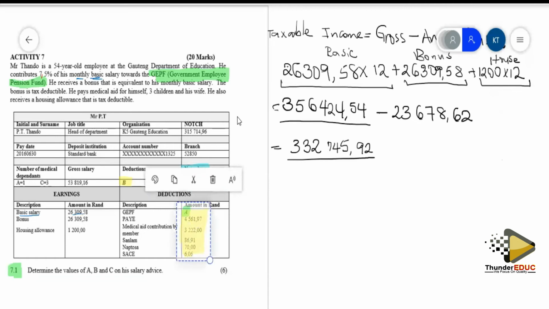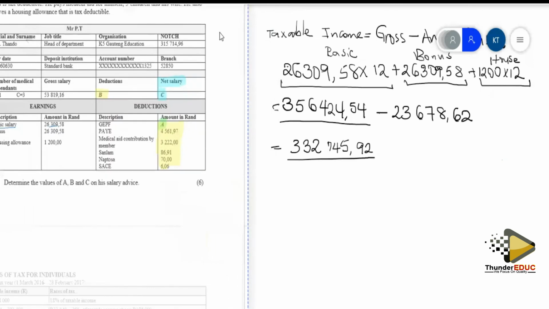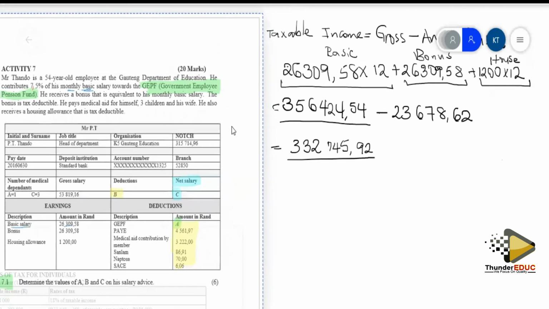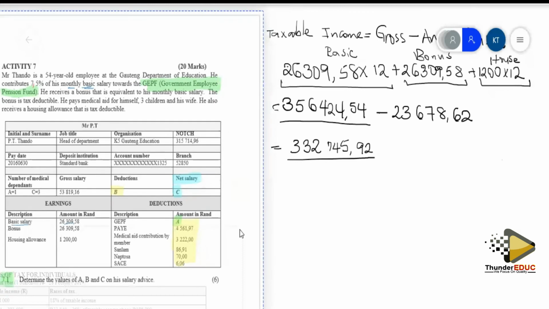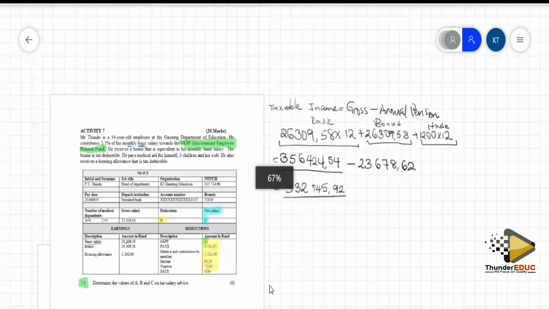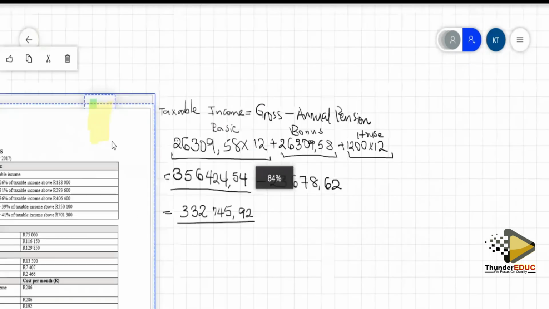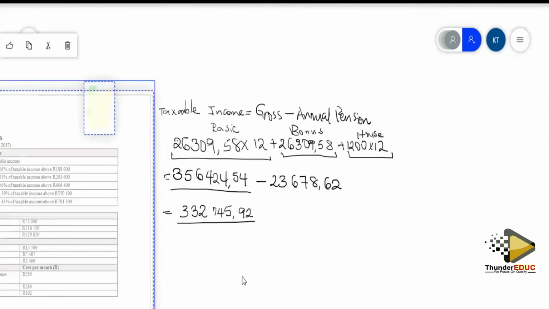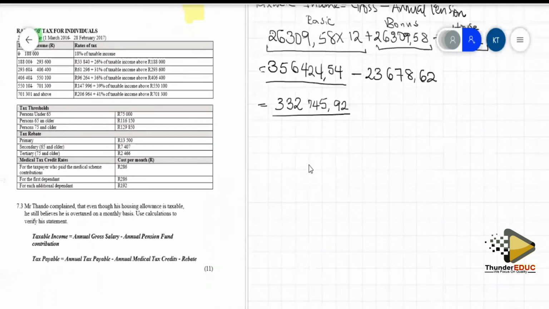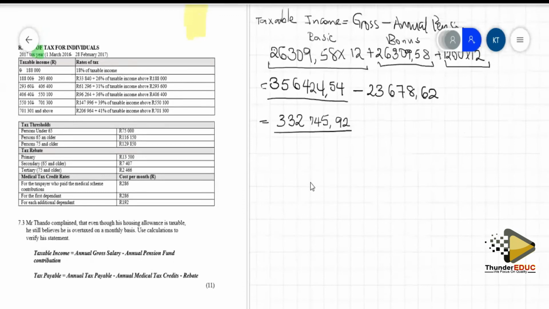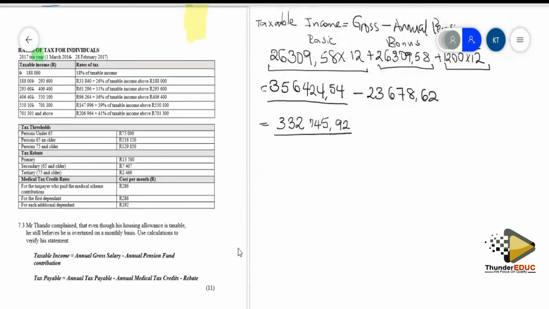All right. Let's continue and we look at the other part. Remember, I'm doing question number 7.3, section 3. Now what we are looking for is to start calculating his tax. Us knowing that this is his taxable income, now we can touch the tax rate tables.